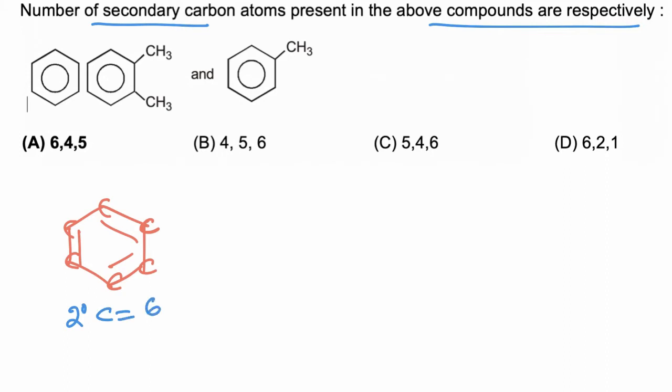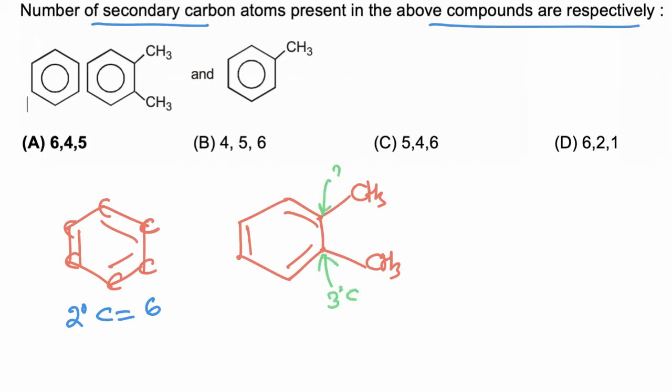If we take the next molecule, which is also known as orthoxylene, in this molecule the carbon atoms to which the methyl groups are attached, these 2 carbon atoms, are 3 degree carbon. And this is 1 degree carbon, so this molecule has 1 degree, 2 degree and 3 degree carbon, and these carbon atoms are 2 degree carbon, so it has 4 2 degree carbons.